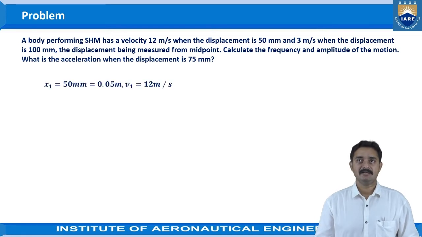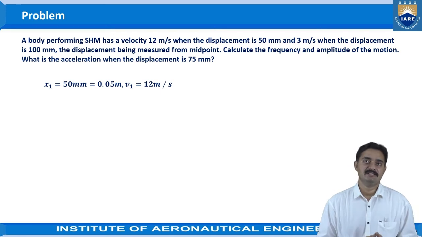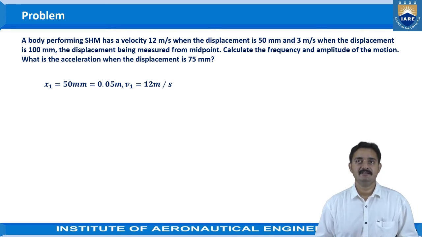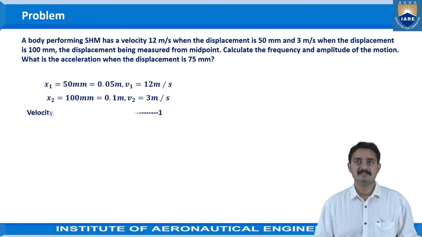So we will be getting the value of x1 as 50 millimeters for the first case, which is equal to 0.05 m, and v1 is equal to 12 meters per second. So for the first case, x1 and v1, displacement and velocity, are considered. And for the second case, x2 is 100 millimeters, which will be 0.1 meters, and the velocity is given as 3 meters per second. So the velocity formula is Vx equal to omega under root R square minus x square.